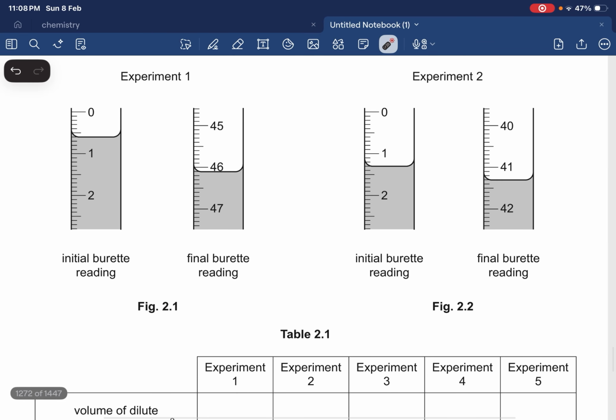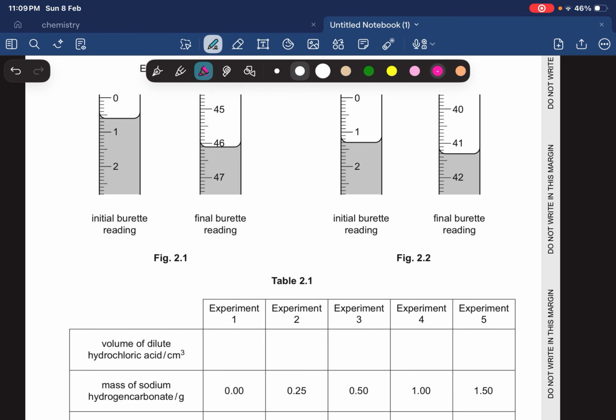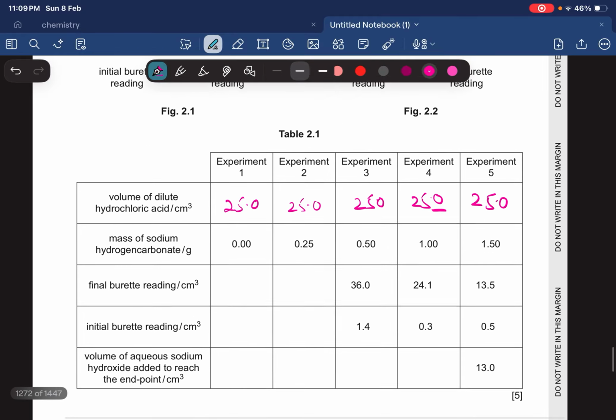Okay, initial volume of HCl. HCl was in the conical flask, right? So the volume is going to be fixed. 25.0, 25.0, 25.0, 25.0, 25.0. Don't miss the zero, please.